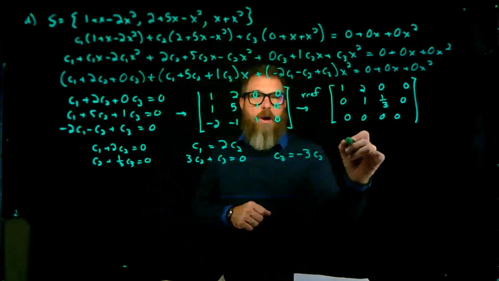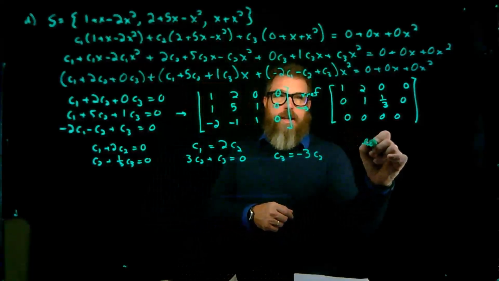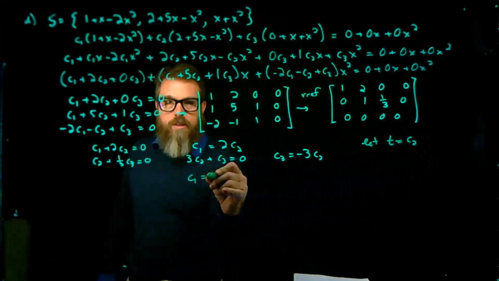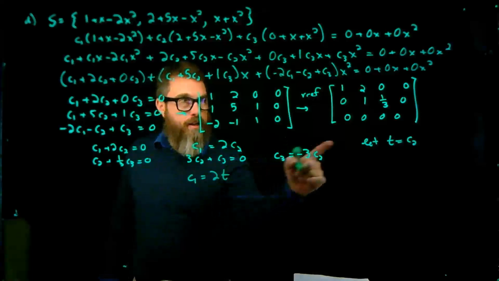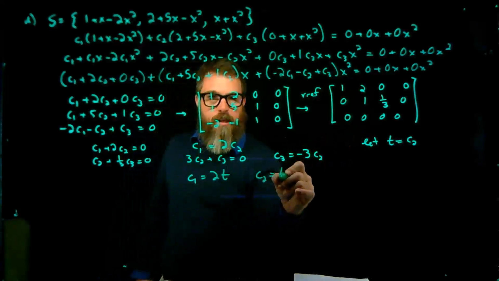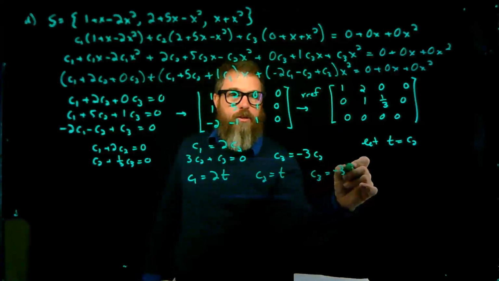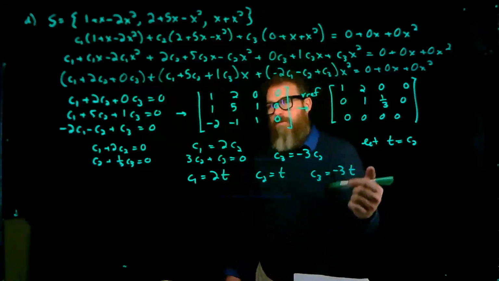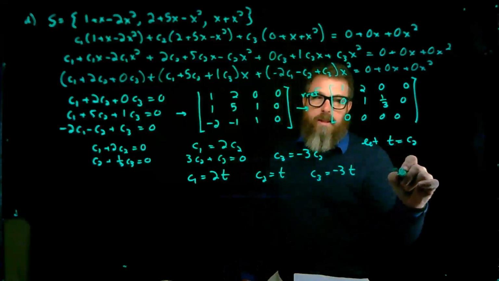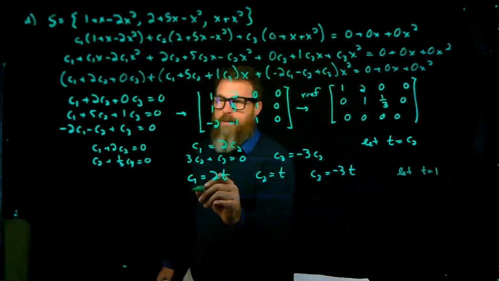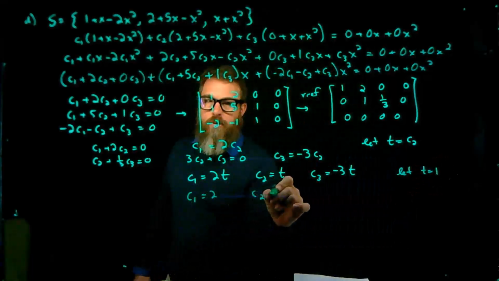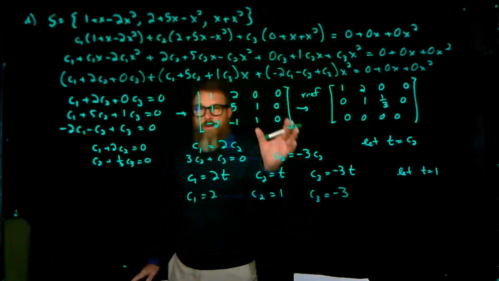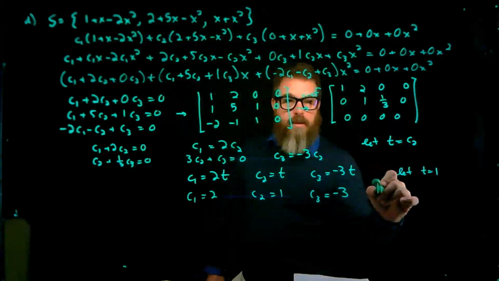All right. Now, since there's only a C2, I can let T equal C2. So then finally, C1 is equal to 2T, C2 is equal to T, and then C3 is equal to minus 3T. Again, showing that there are other solutions besides 0, 0, 0. If T is equal to 0, of course it's going to work. But I'll let T equal 1 again. So then I'd have C1 equal 2, C2 equal 1, and C3 equal to negative 3. So again, non-trivial solution. This is linearly dependent.